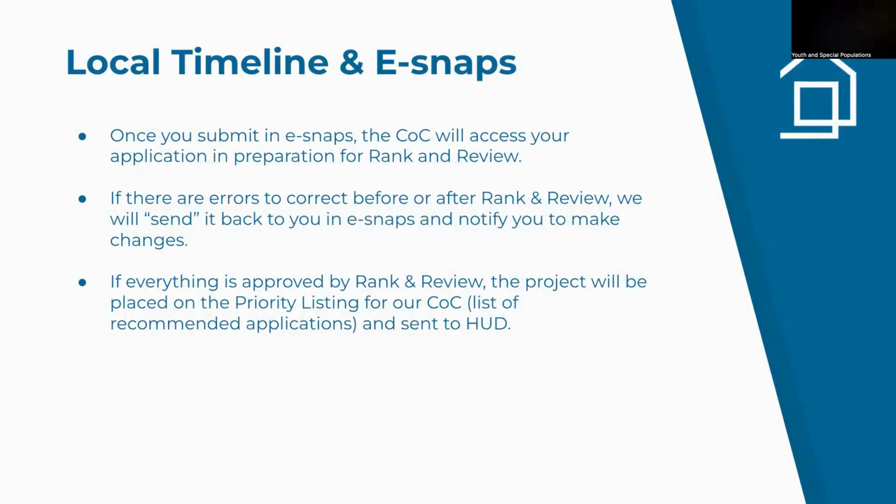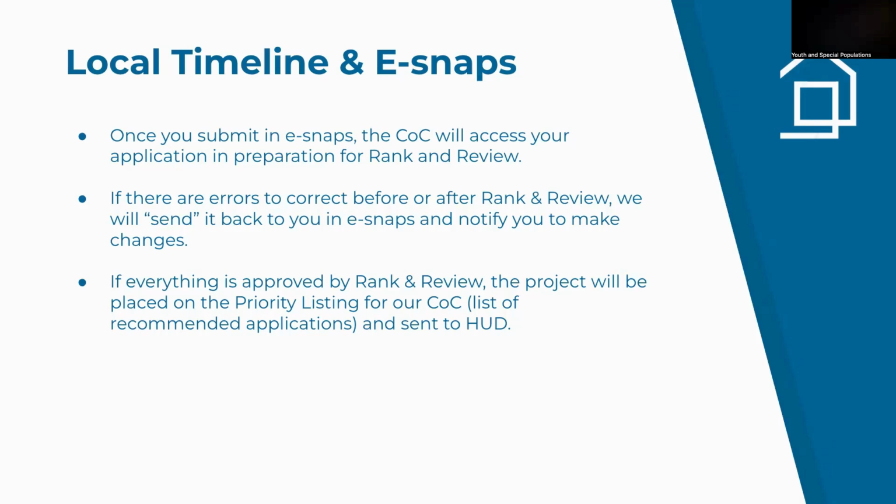And just so you know what happens next, once you submit in ESNAPS, the CoC will access your application and prepare it for the rank and review committee. So when you hit submit in ESNAPS, it goes directly to Community Alliance for the Homeless as the lead agency. We download your application and we prepare it for rank and review committee to review all of the applicants and put them on the priority listing if they are approved. If there are errors to correct before or after a rank and review, we'll send it back to you in ESNAPS and notify you to make changes.